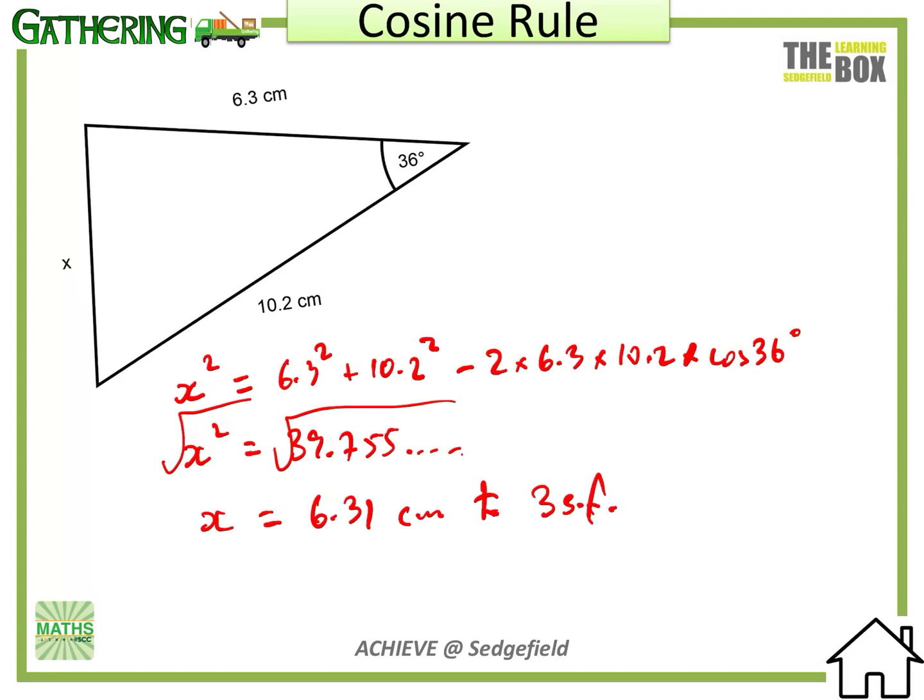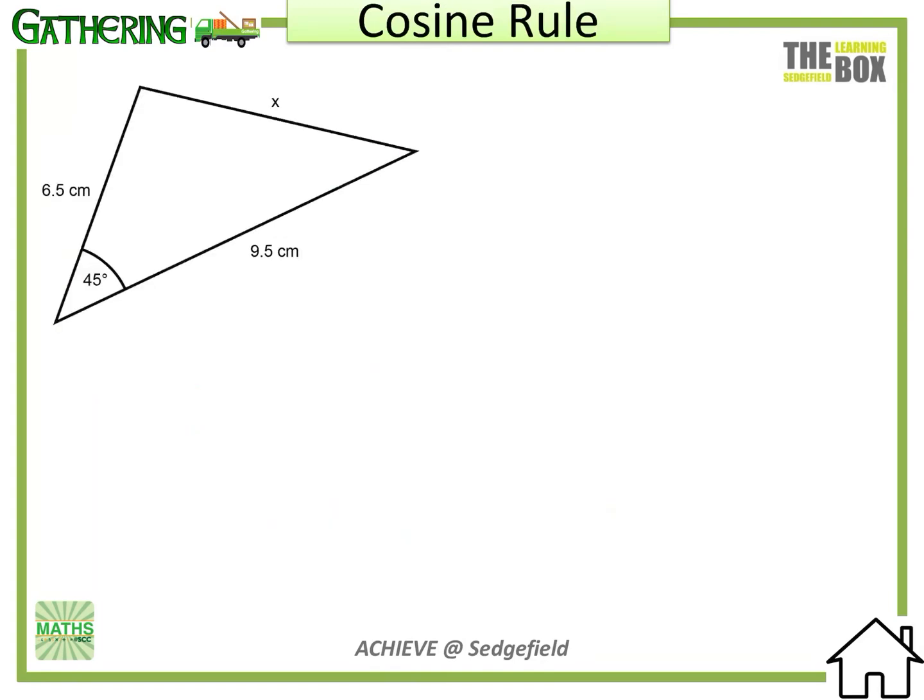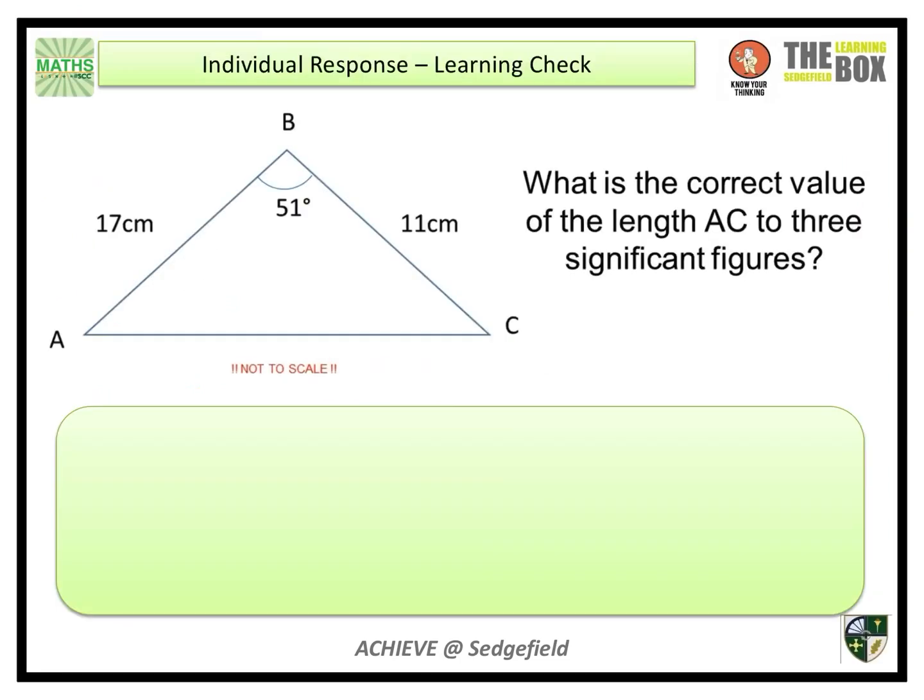Okay, and I can check that kind of makes sense. What I know for sure is that this angle is not the biggest angle in the triangle. So therefore it can't be the biggest side, this can't be the longest side. So I knew my answer was less than 10.2, so I got 6.31, I'm pretty satisfied with that. It's pretty much the same, so we'll skip past this one. Have a go yourselves at doing this one, see if we can find the right answer.